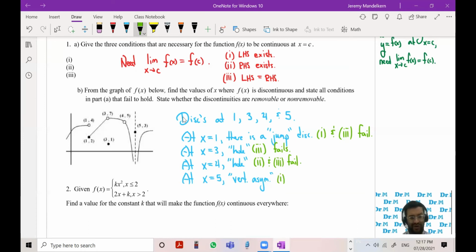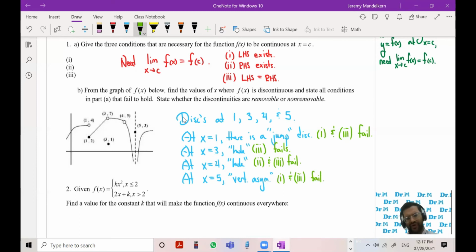There is a function value at 5. You can see it's a closed circle point, y value of 3 at 5. So 2 is okay, but because the limit doesn't exist, 3 doesn't hold. For that statement that the left-hand side is equal to the right-hand side, you need real numbers on both sides of that statement. And the left-hand side is minus infinity. It's not a real number.